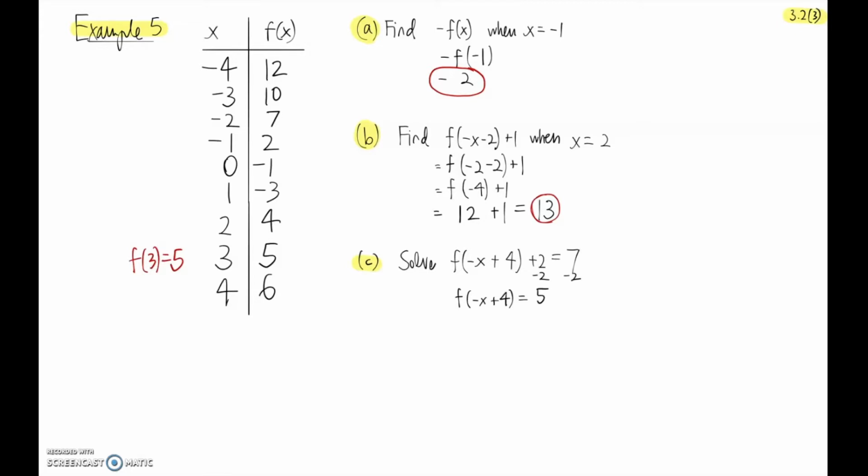I also know over here that f of negative x plus 4 equals 5. So whatever's in here must equal 3. This is kind of the big cognitive jump in this problem. You have to recognize that what's inside here must equal 3 because both of those are yielding an output of 5. Once we make that realization that negative x plus 4 must equal 3, that's easy to solve. So negative x equals 3 minus 4, which is negative 1. So x equals 1. And that's the solution to this problem.